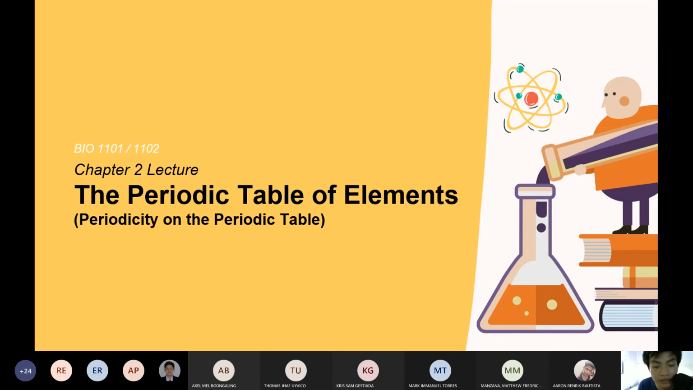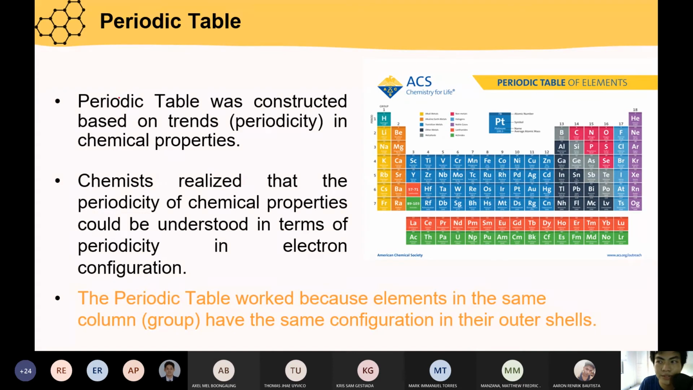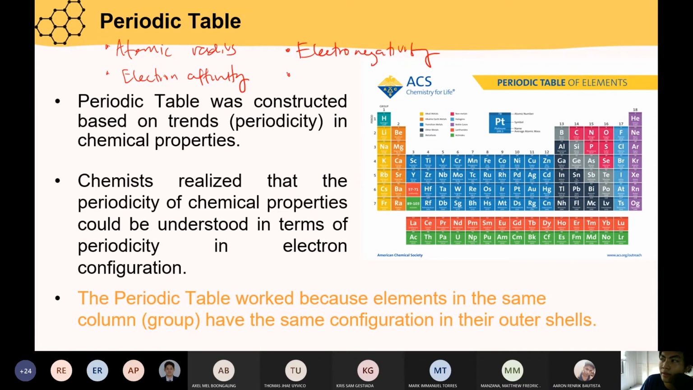These are our periodic trends. Okay? So, again, we know that the atoms in the periodic table are arranged in such a way that they exhibit similar properties. No? So, there are four periodic trends that I will discuss very quickly. The atomic radius, the electron affinity, the electronegativity, and the ionization energy.